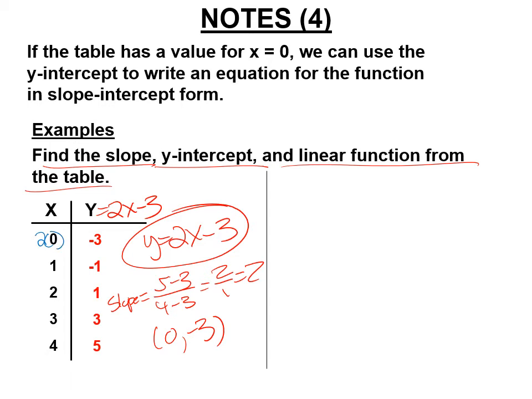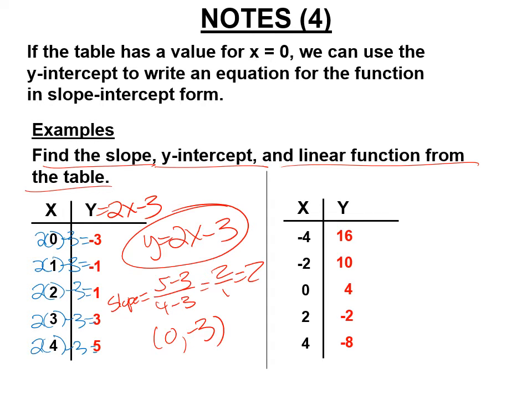Right? 2 times 0 is 0, minus 3, negative 3. 2 times 1 is 2, minus 3, negative 1. 2 times 2 is 4, minus 3 is 1. 2 times 3 is 6, minus 3 is 3, 2 times 4 is 8, minus 3 is 5. This is the equation that made these sample points. These aren't all the points, these are a few sample points on the linear function.